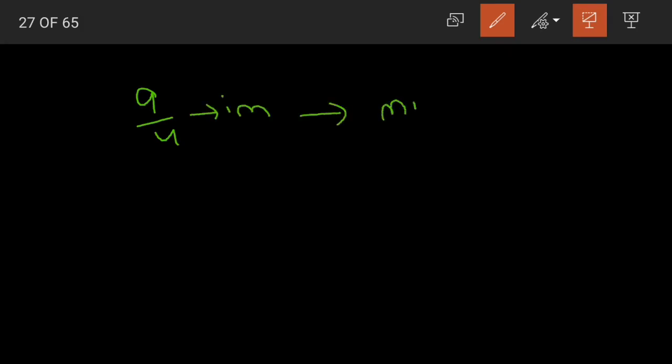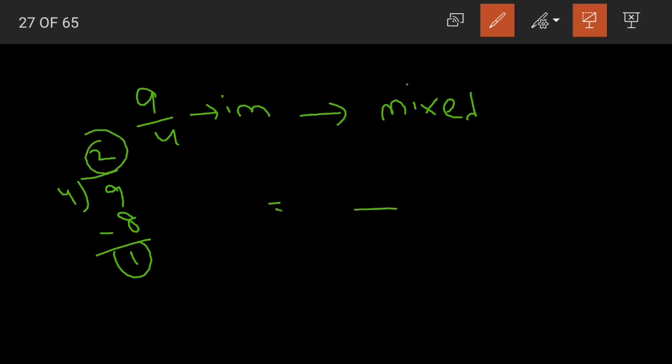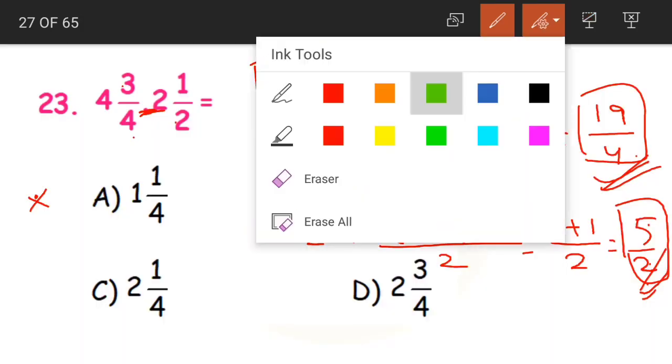Yes, an improper fraction can always be further simplified and represented as a mixed fraction. So let us see what we will get. 4 2s are 8. When we subtract, 1 is remaining. Now what will be the mixed fraction from this? The quotient becomes the whole number, the remainder becomes the numerator, and the divisor becomes the denominator. 2 1 by 4 is our correct answer.